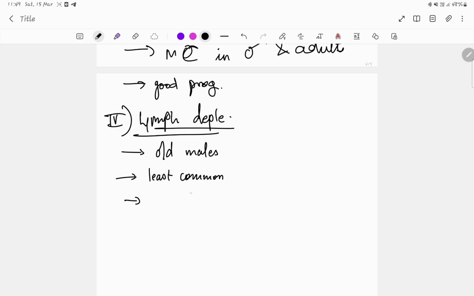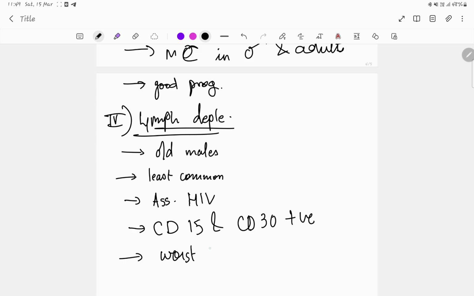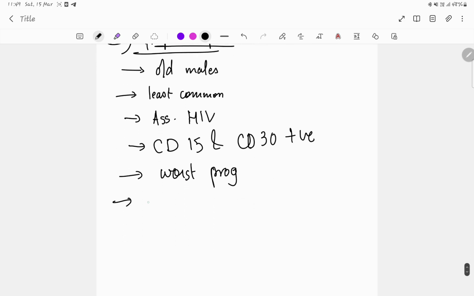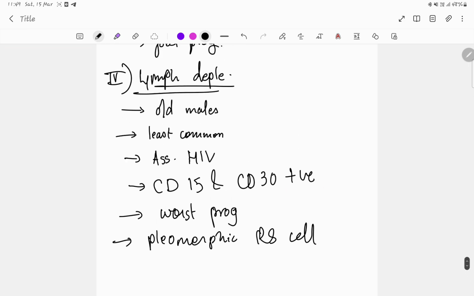There should be proliferation of something, which is not seen here. So what is seen? It is generally associated firstly with HIV, and it is CD15 and CD30 positive. It has the worst prognosis because the lymphocytes are very depleted, so the person becomes susceptible to all infections. Anyways, the person is susceptible to infection, but in this situation it becomes more.